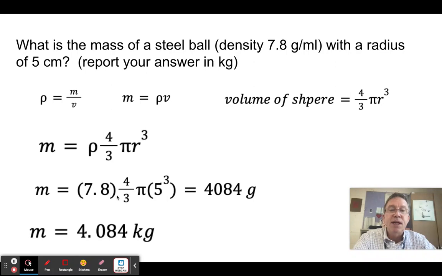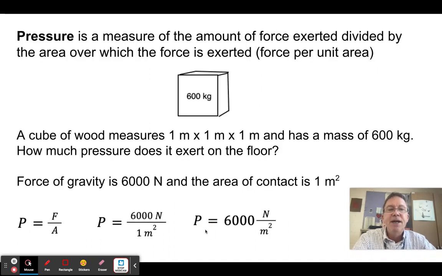Now, therefore, what that means is mass is equal to density times 4/3 pi r cubed. So 7.8 times 4/3 pi, it has a radius of 5, so 5 cubed. So here's what I get for my mass. I had to convert that into kilograms. So it's a little bit over 4 kilograms.